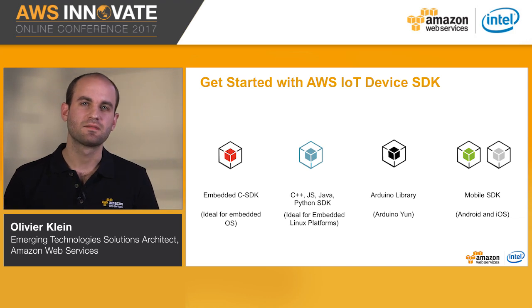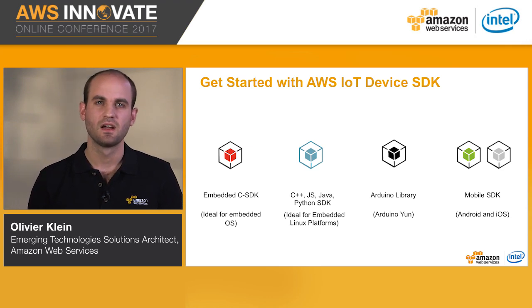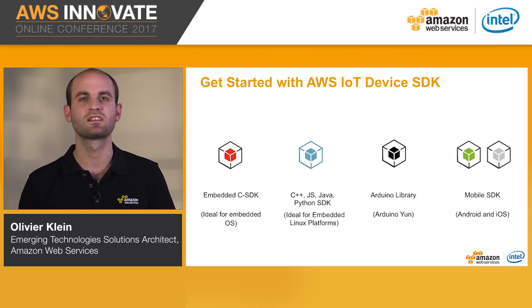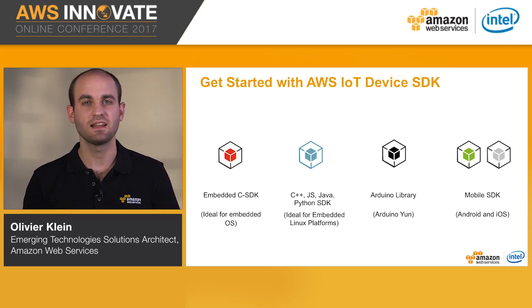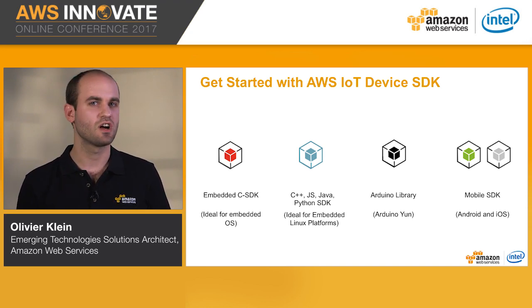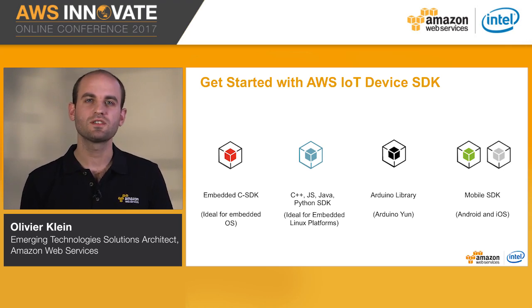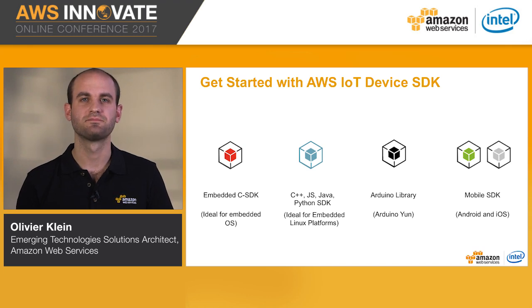To get you started quickly with connecting a device to AWS IoT, we also offer various AWS IoT device SDKs. We have an embedded C SDK available, which is great for chips that have an embedded OS or are heavily resource constrained. If you have devices that come with embedded Linux platforms, then you might be happier with the C++, JavaScript, Java, or Python SDK. If you own an Arduino Yun, we also have a device SDK specifically for it. And lastly, for mobile devices or tablets, you can use the mobile SDKs.